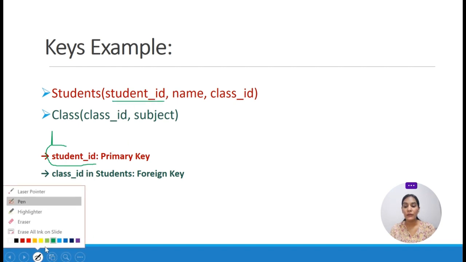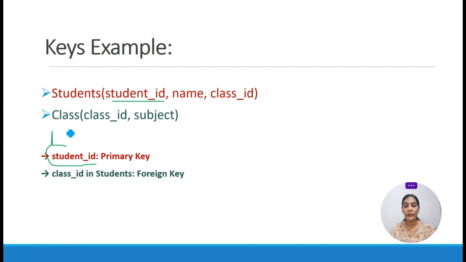Next, we want to define the foreign key in the class also. Class ID acts as a primary key in the class table, but it acts as a foreign key in the student table. So that is the thing. We make a relation between the two tables by using the concept of keys here.